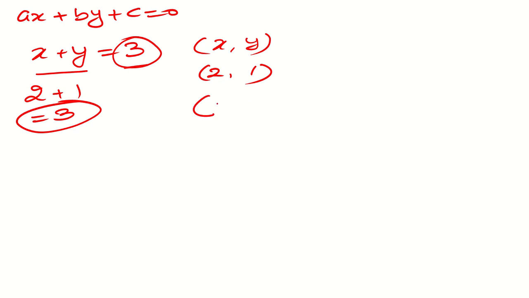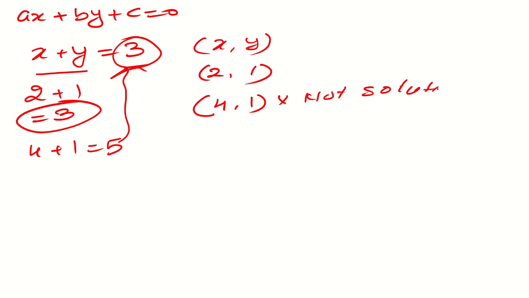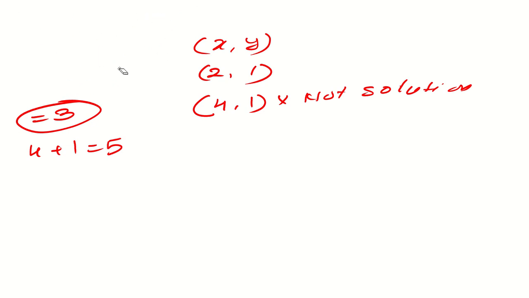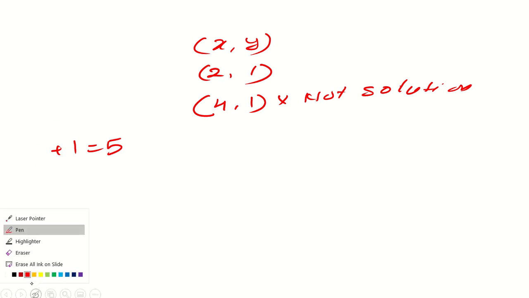Okay, but if you take 4 and 1, then 4 + 1 is equal to 5, which is not equal to the right hand side. So this is not a solution, but (2, 1) or (1, 2) or any point which satisfies the condition will be called a solution of the equation. Okay, so we will talk about the solutions of equations in detail, which is the main concept of this lesson. I am sure you will find it very interesting. So let's begin.